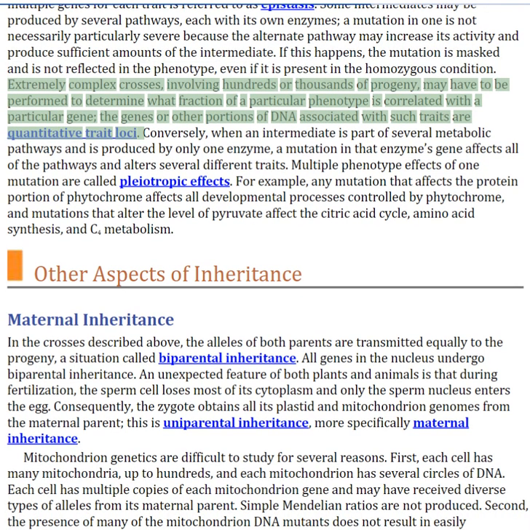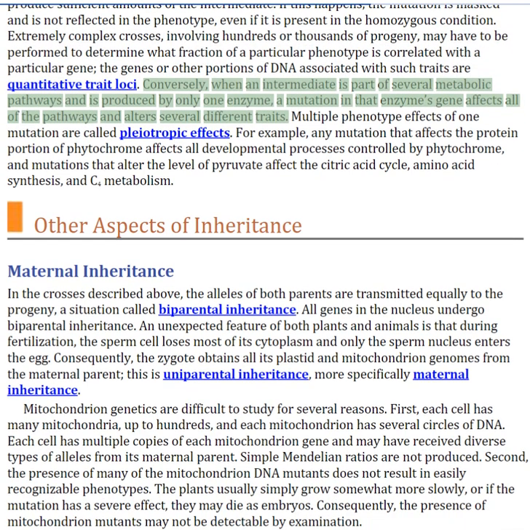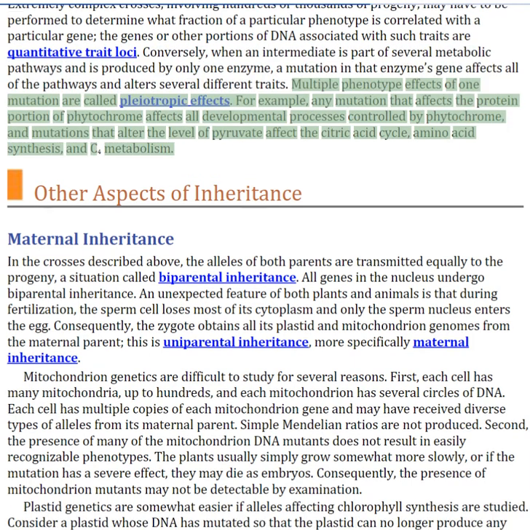Extremely complex crosses, involving hundreds or thousands of progeny, may have to be performed to determine what fraction of a particular phenotype is correlated with a particular gene. The genes or other portions of DNA associated with such traits are quantitative trait loci. Conversely, when an intermediate is part of several metabolic pathways and is produced by only one enzyme, a mutation in that enzyme's gene affects all of the pathways and alters several different traits. Multiple phenotype effects of one mutation are called pleiotropic effects.